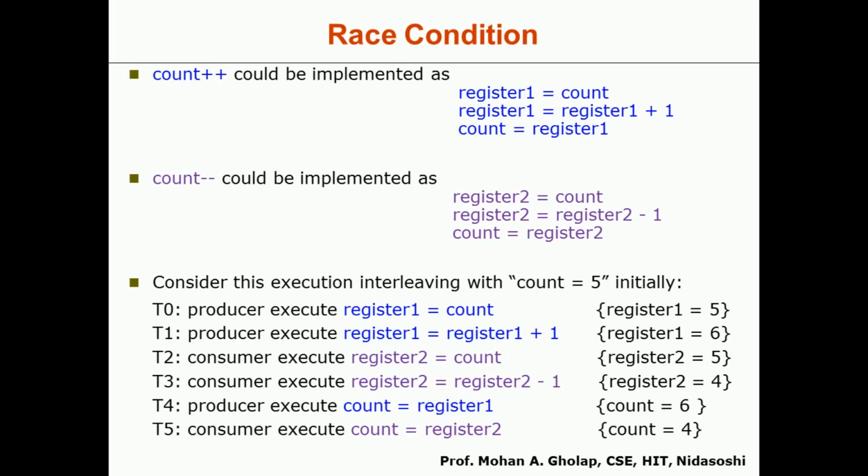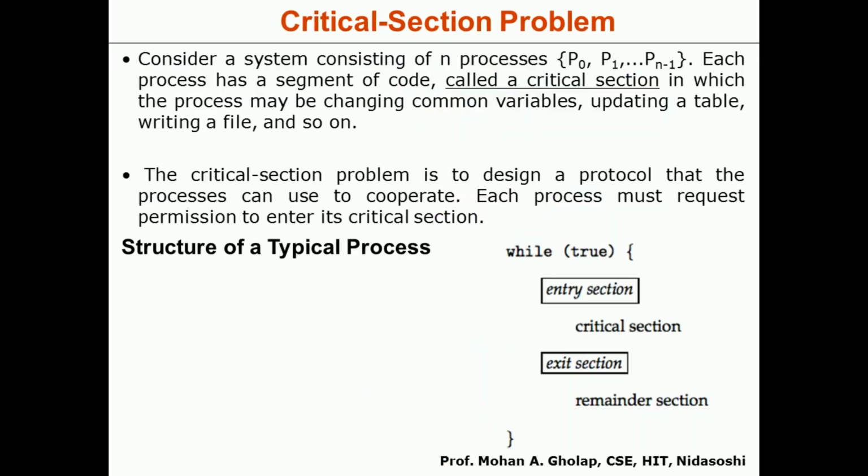So as a result, we expect the count value to remain the same, as 5. But if you execute in this way, the count value is 4. The latest value of count is 4, which is not correct. So whatever situation is created here is called a race condition. Next, we are going to discuss all these things again in detail. We'll see the solutions for this also, but before that we'll discuss one more problem.